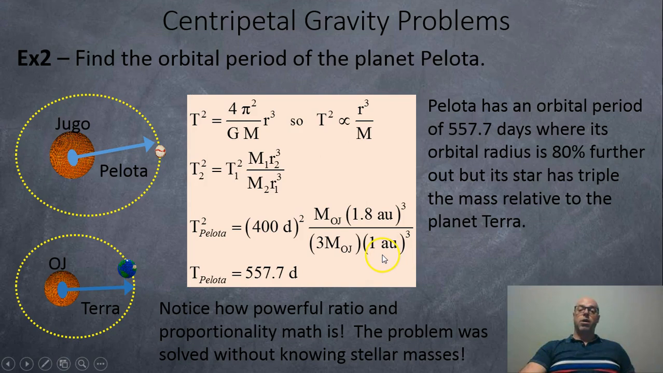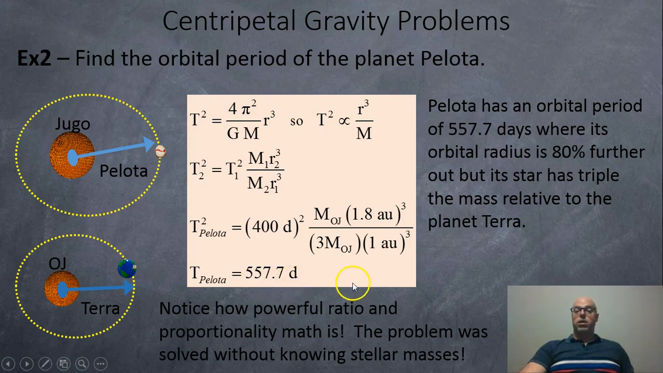So check this out. I'm not even using scientific units. There's no meters here. There's no kilograms. Everything cancels out. Mass of OJ over OJ. AU cubed over AU cubed cancels out. And the only thing left is days. That's awesome. So in the end, I get my answer, 557.7 days.